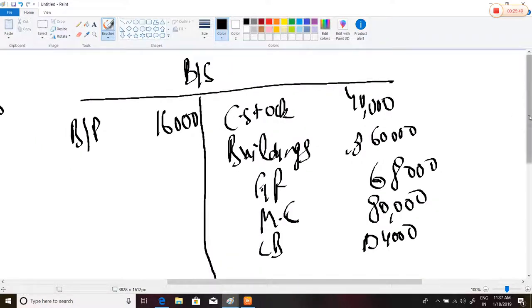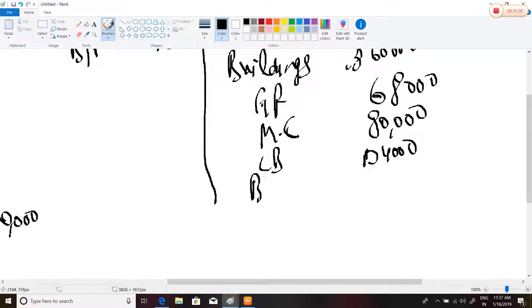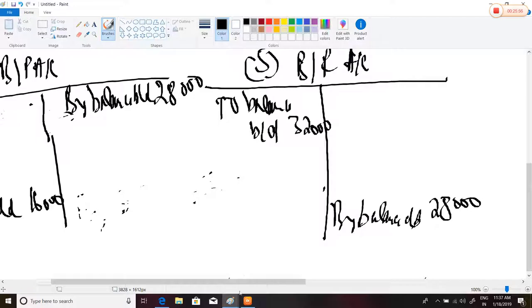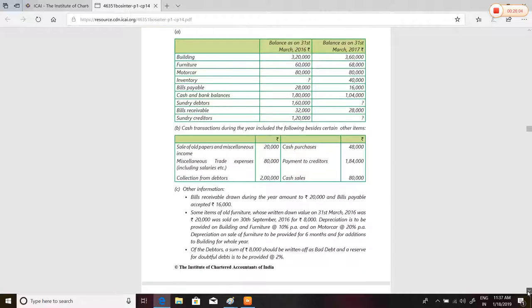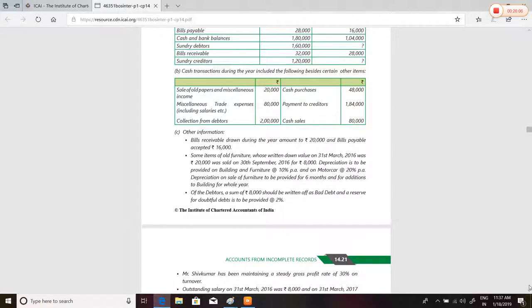Bills receivable 28,000. Then we are done with A and B points. Next, C: bills receivable drawn during the year 20,000 and the bills payable accepted 16,000. Okay.